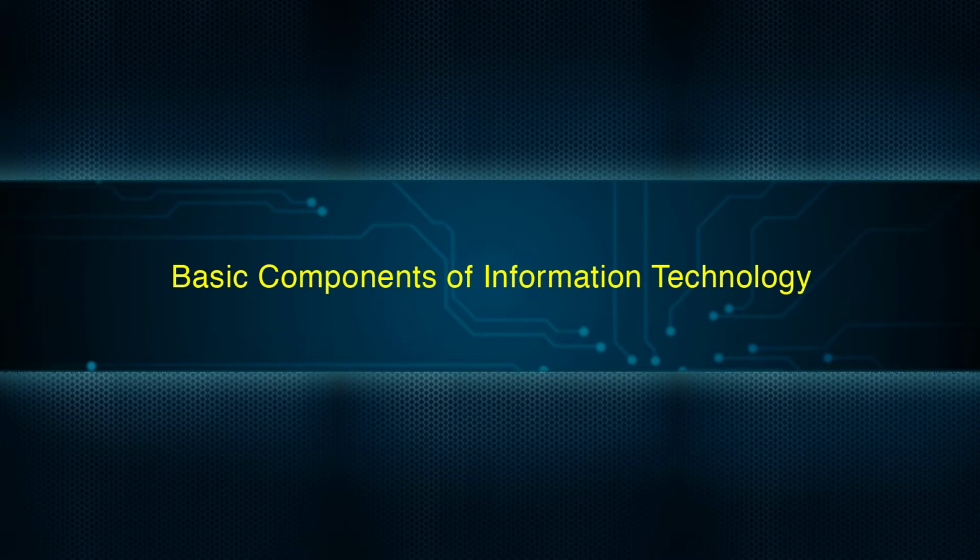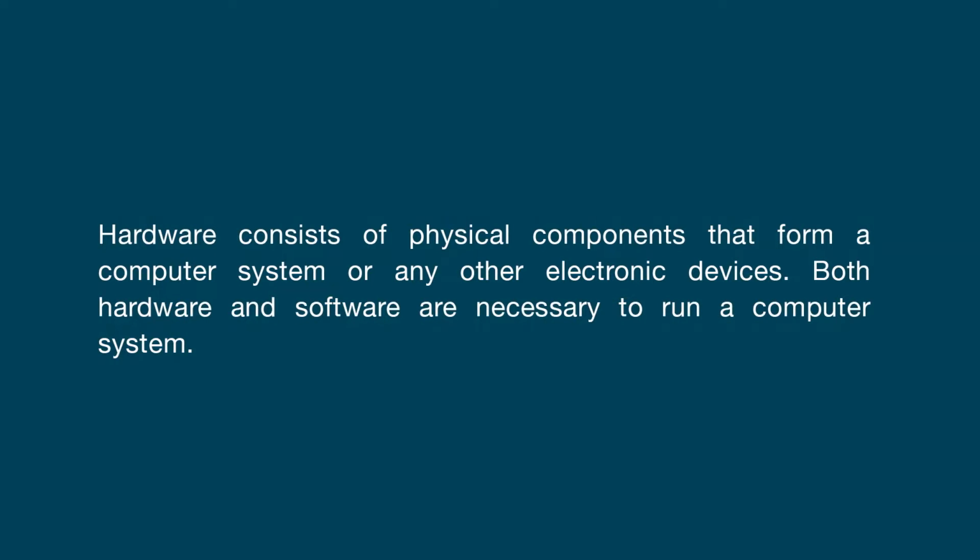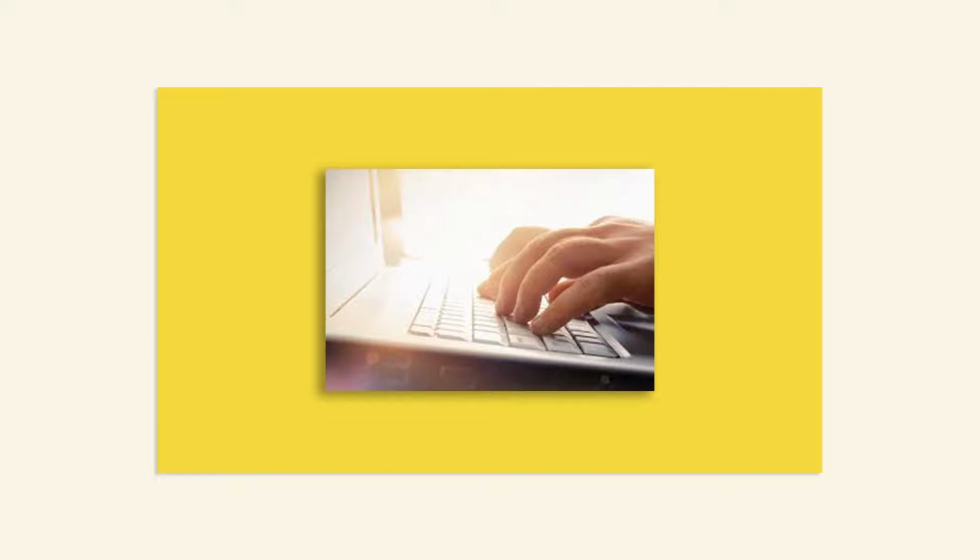Basic components of information technology. The components of IT include hardware, software, data and people. These are the essentials for the proper working of the systems in IT. Hardware consists of physical components that form a computer system or any other electronic devices. Both hardware and software are necessary to run a computer system. Examples include keyboard, monitor, mobile phones, etc.